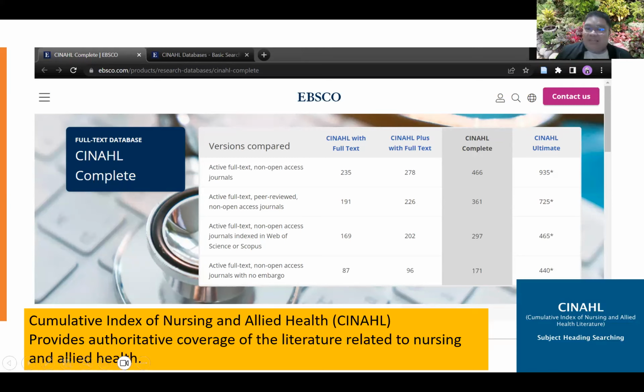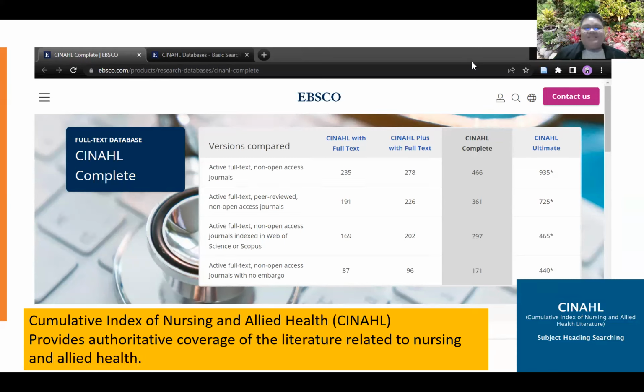What you can see on the screen is the screenshot of the website of CINAHL. CINAHL is the Cumulative Index of Nursing and Allied Health Literature. It provides authoritative coverage of literature related to nursing and allied health. Okay, so that's your CINAHL.